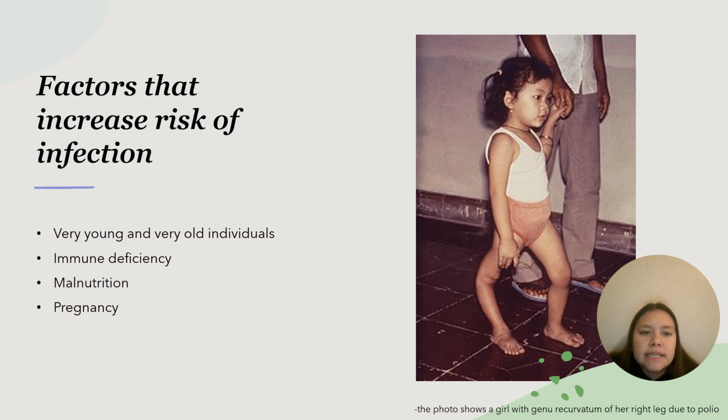Some factors that increase the risk of infection are if you're very young or very old, if you are immune deficient, if you're malnourished, and pregnancy. In pregnancies, even though the virus can cross the maternal-fetal barrier, the fetus doesn't seem to be affected by maternal infection or by the vaccine. But if mom were to get polio and make those antibodies against it, those antibodies do cross the placenta and provide the baby with passive immunity. However, that immunity only lasts for the first few months of life.